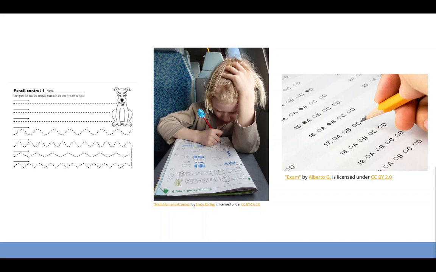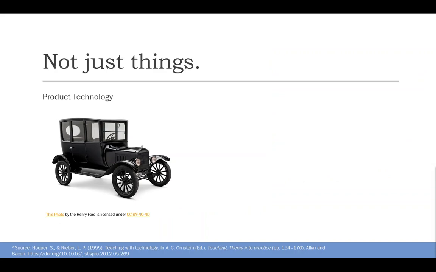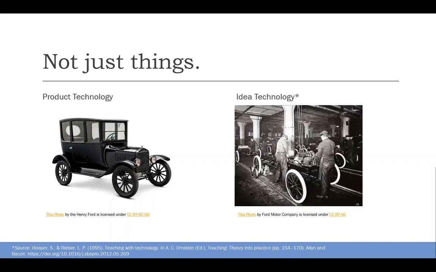Okay. So as you can see, the pencil itself is not just a thing. There's more than just a thing behind the pencil. And so one way to think about this is to differentiate between a product technology like a pencil, or this is the Model T Ford, and an idea technology. What is happening behind that product? So in the Ford Model T, the idea behind it was the assembly line, that we can create inexpensive cars on an assembly line that most people could afford.